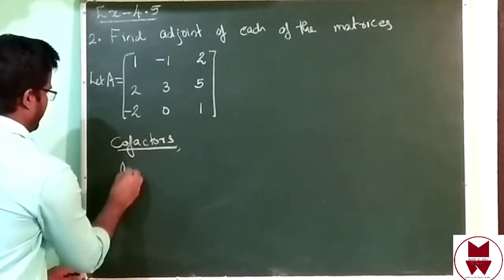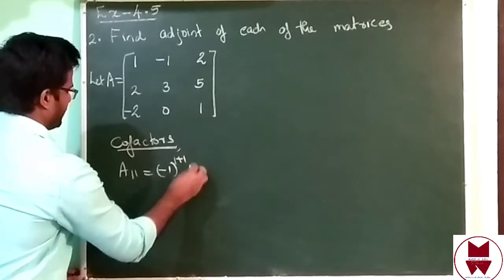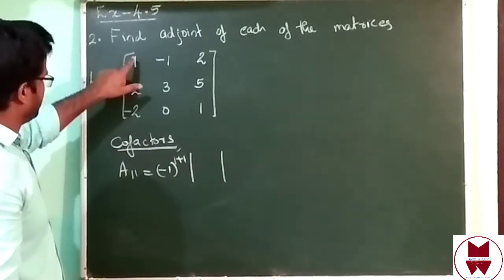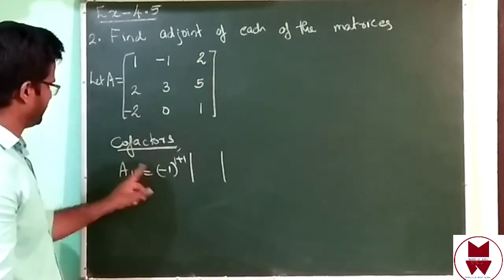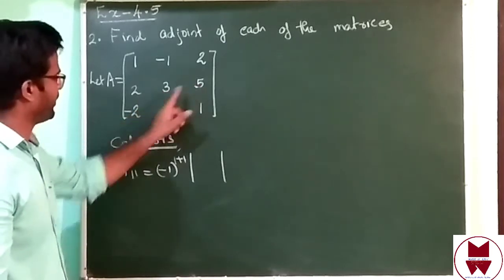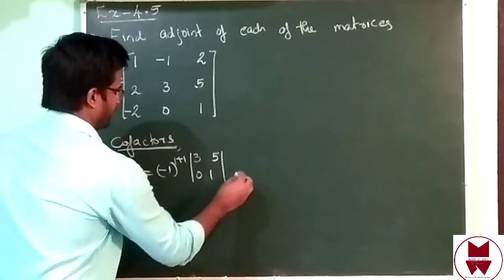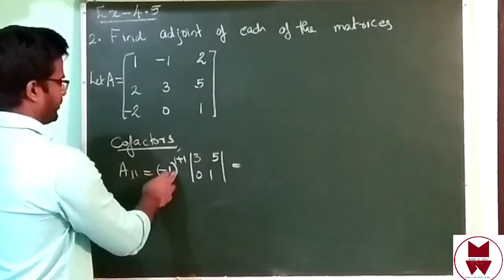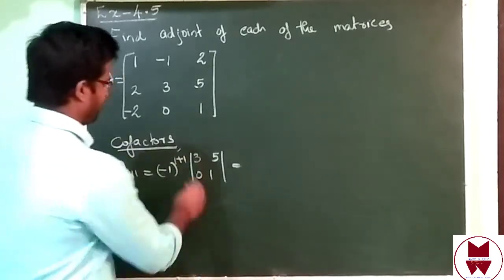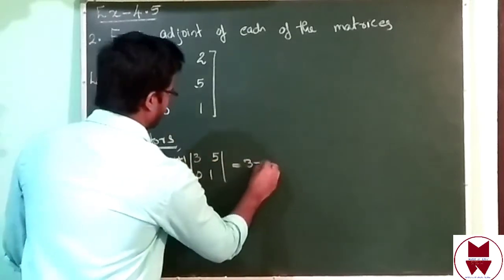Cofactors. A11 equals minus 1 all raised to 1 plus 1, times the determinant. For A11, just delete the first row and first column. Then the remaining is 3 5, 0 1. Minus 1 all squared will be plus 1, minus 1 into minus 1, you will get plus 1. Then multiply: 3 into 1, 3 minus 0 into 5, 0, equals 3.